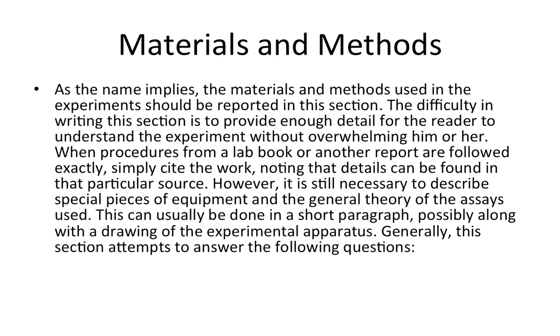As the name implies, the materials and methods used in the experiments should be reported in this section. The difficulty in writing this section is to provide enough detail for the reader to understand the experiment without overwhelming him or her. When procedures from a lab book or another report are followed exactly, simply cite the work, noting that details can be found in that particular source. Again, we don't need to worry about that, as we're not citing any other lab reports or sources for ours, so don't worry about making citations.